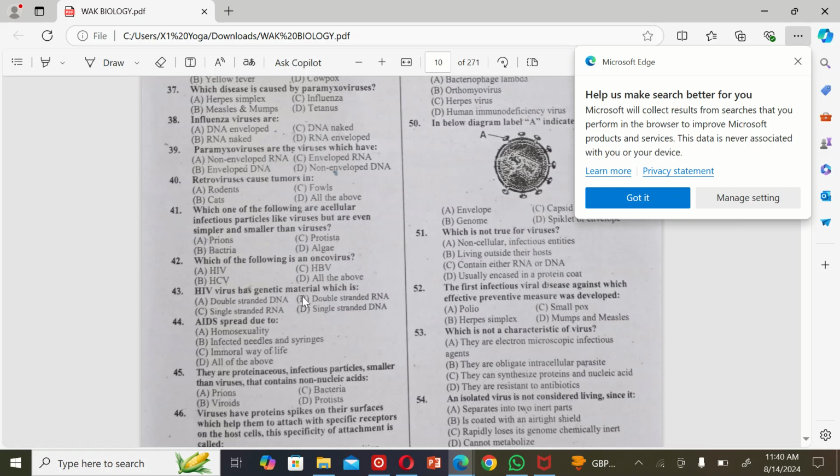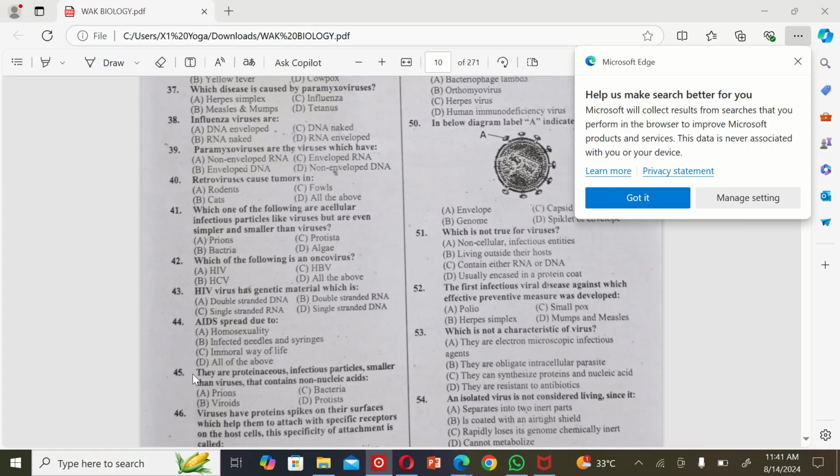The next MCQ is: HIV has genetic material which is A, double-stranded DNA, B, double-stranded RNA, C, single-stranded RNA, and D, single-stranded DNA. The correct option is C, single-stranded RNA. The next MCQ is: AIDS spreads due to A, homosexuality, B, infected needles and syringes, C, immoral way of life, and D, all of the above. D is the correct option, all of the above.